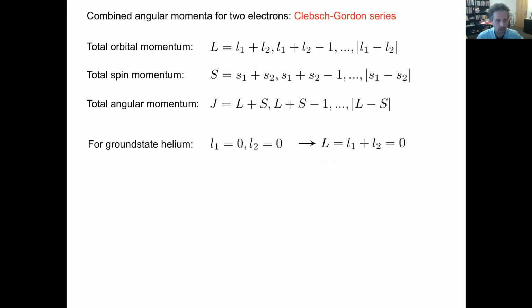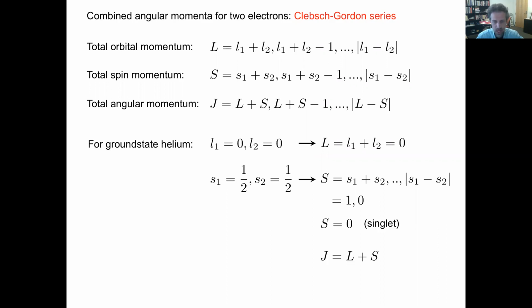Done. The spin angular momentum, we just focused on it. s1 and s2 are each one half, and I have two combinations, 1 and 0. That's the one we just learned about. And we also learned that in the ground state for helium, only S equals 0 is the correct solution. Why? Because that is the only one that produces an antisymmetric wave function, according to Pauli. That is the only one we can choose. So L equals 0, S is also 0. What about J? Well, J is L plus S, and if both are 0, that means J is also 0.